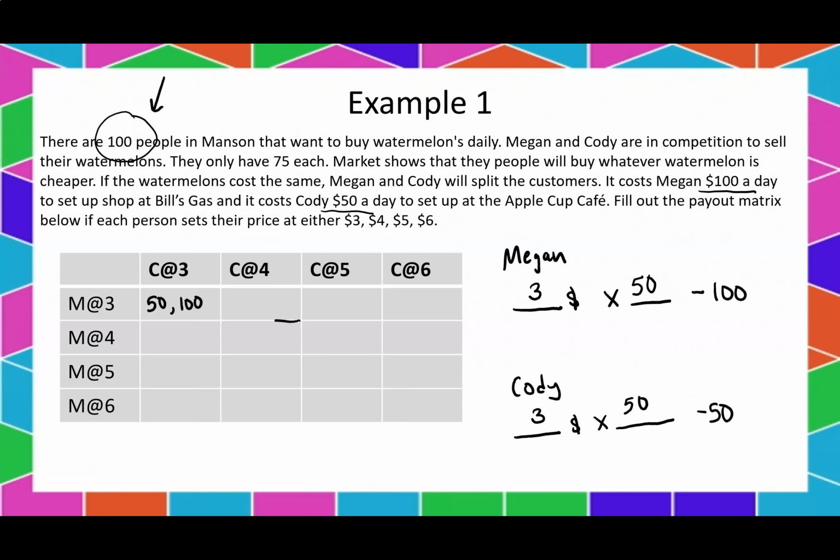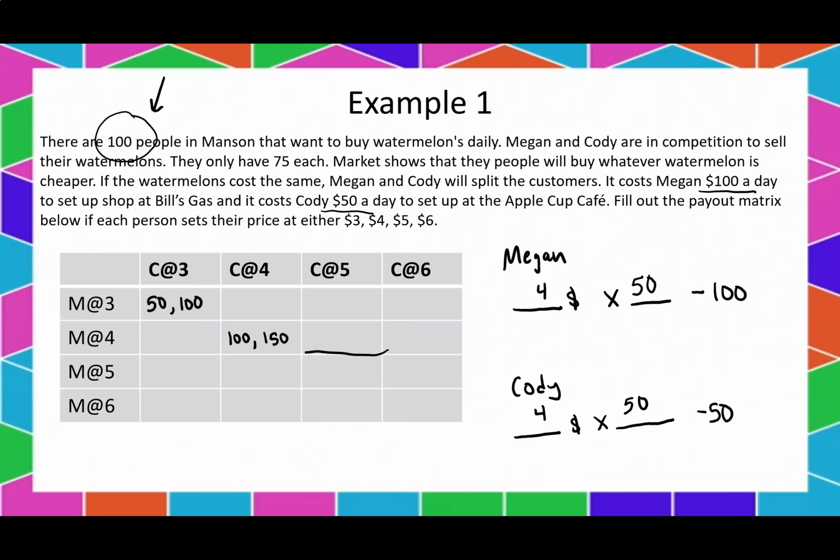Okay, now let's do this situation here. This is when Cody sets at 4 and Megan sets at $4. So I'm going to change these to 4. But they're still going to have 50 customers each, right? Because they have the same price. So doing that math, I get Megan at $100 and I get Cody at $150.